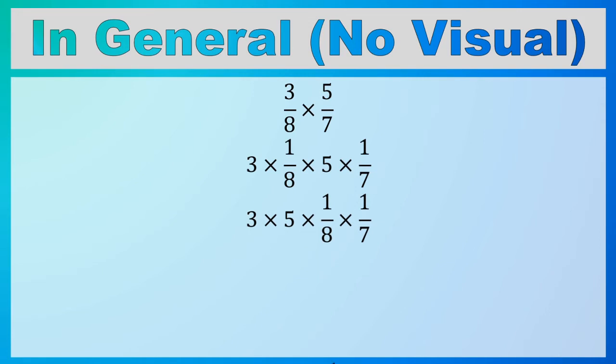Now 3 times 5 is equal to 15. And now we know from the previous video that 1/8 times 1/7 is equal to 1/56. Now we know from the previous video that 15 times 1/56 is equal to 15/56. And so we know that this idea of multiplying fractions where we multiply both the numerators and the denominators works in general. 3 times 5 is equal to 15 and 8 times 7 is equal to 56.